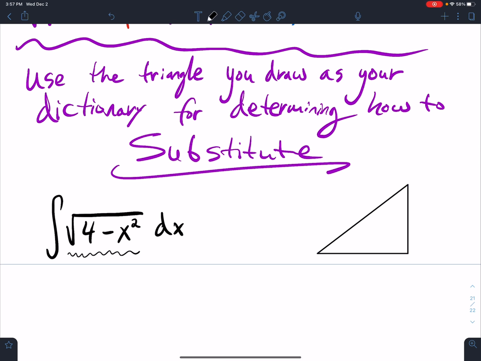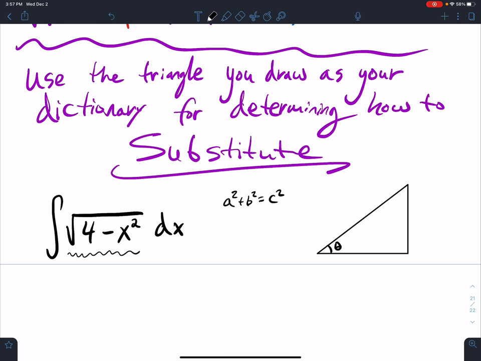I'm going to put angle theta here. I always like to put my angle in the bottom left side. And I'm thinking, I want a side that has a square root of 4 minus x squared. When I think about the Pythagorean theorem, I'm thinking a squared plus b squared equals c squared.